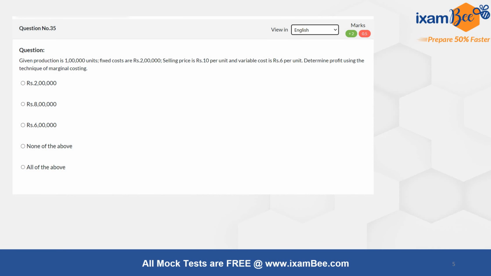Let's discuss the first question of the scholarship test. Given the production of 1 lakh units, fixed cost of 2 lakhs, selling price of 10 rupees per unit, and the variable cost of 6, what will be the profitability of this particular company?